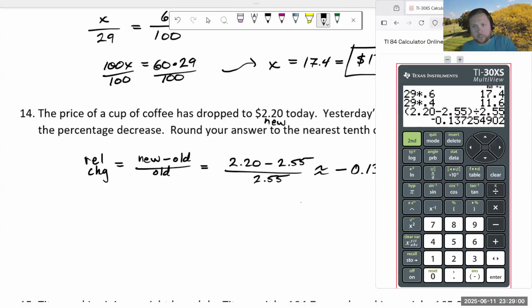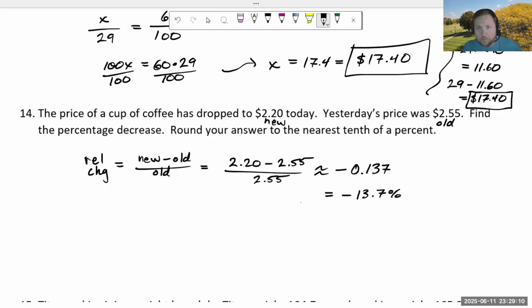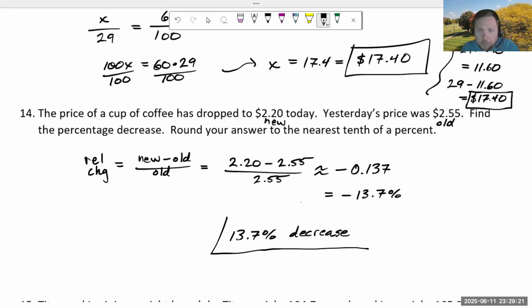Did I say that right? Okay. And then that's going to be negative 13.7%. Okay, so it's a 13.7% decrease. I can get rid of the negative sign if I write the word decrease with it.